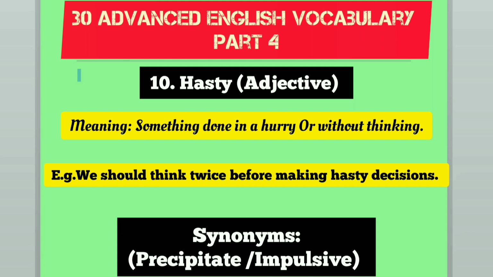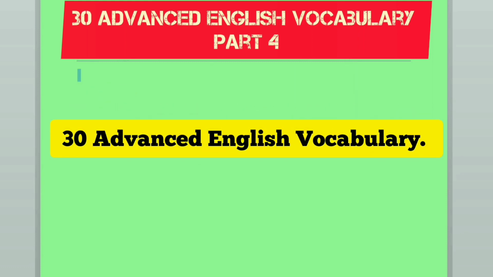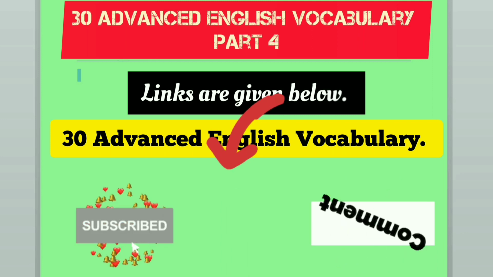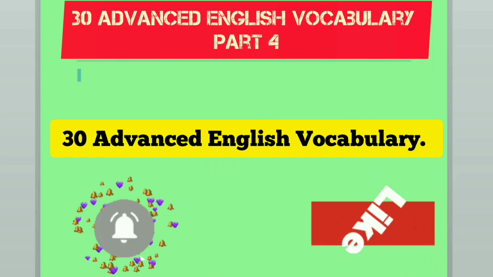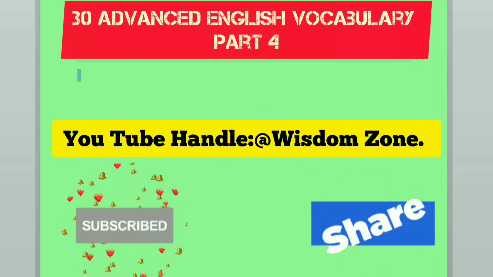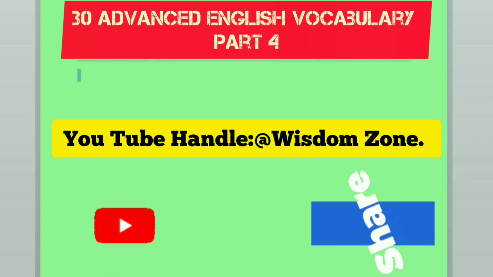So I hope you found all the 30 advanced English vocabulary equally important, and please try to use them more and more so that you can get more confident. And I have also provided the links of previous three parts in the description. So it's for the new viewers. If you haven't checked those videos, please do not forget and check the previous three parts. From there you will learn 90 vocabulary and that you can use effectively.